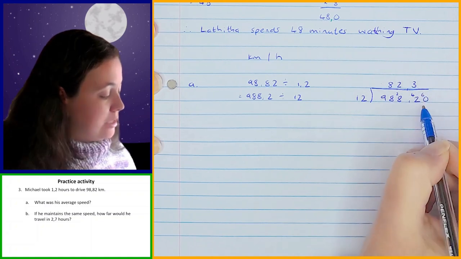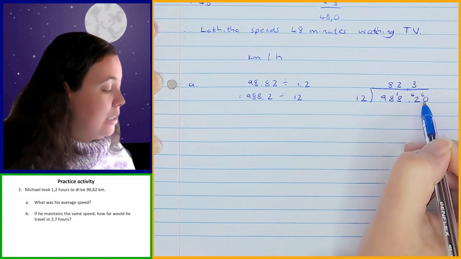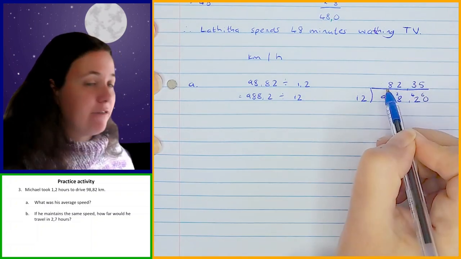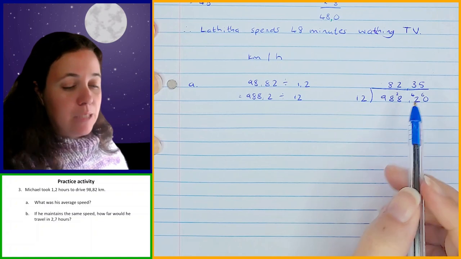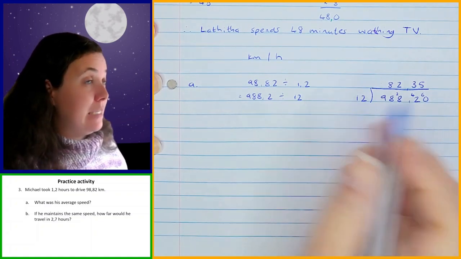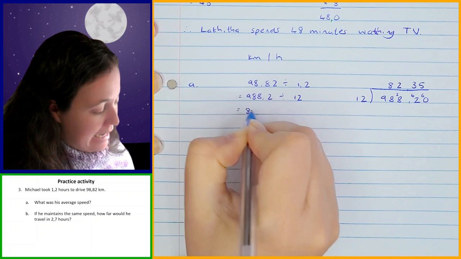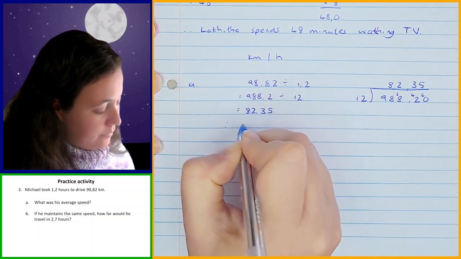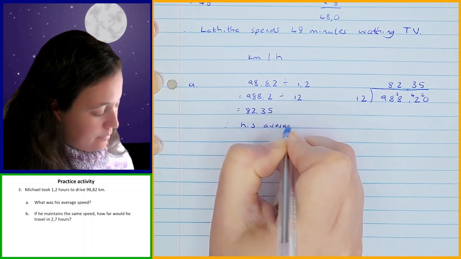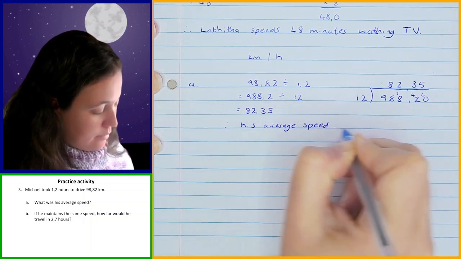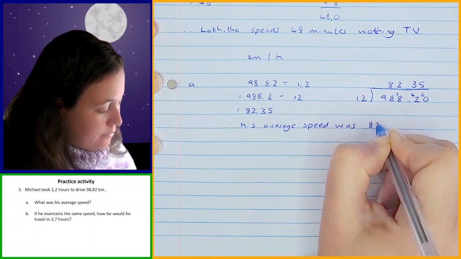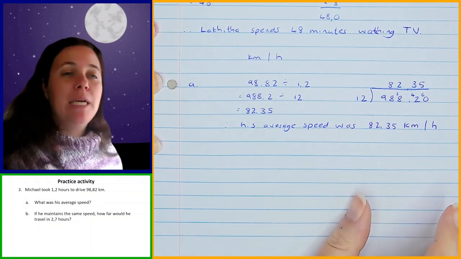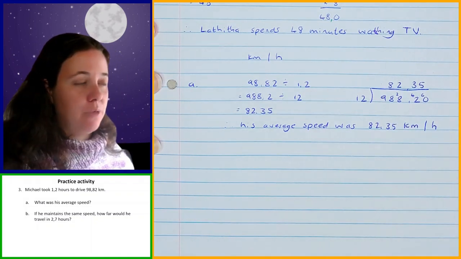Remember, we have to put our extra 0 over there so that we have something to attach our remainder to. So then I've got 60. So 12 goes into 60 5 times. So that gives me 82.35. So that's what we should have got for the speed. So his average speed was 82.35 kilometers per hour.